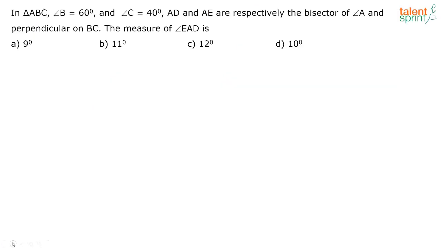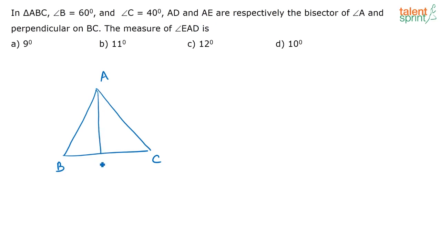Okay, the first question is there on your screen. In triangle ABC, angle B is equal to 60 degrees and angle C is equal to 40 degrees. AD and AE are respectively the bisector of angle A and perpendicular on BC. The measure of angle EAD is dash. So let us represent the given information in terms of a diagram. So this is A, B and C. It is given that AE is the perpendicular on BC.